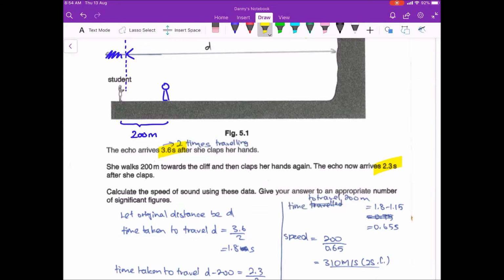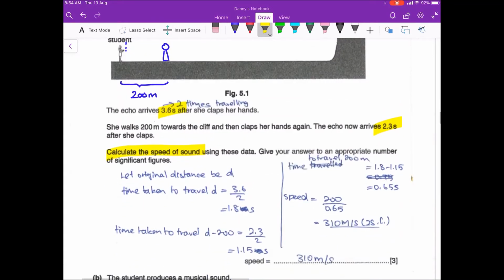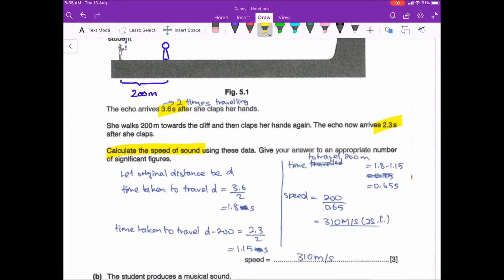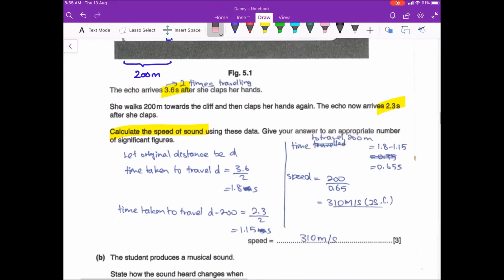He wants to find the speed of sound. So I do not know why he decided to find D, but let's read what he does. Let original distance be D. Time taken to travel D, which is 3.6, but 3.6 is for the sound to go like that and come back. So it's actually 2D. So he did a great job. He divided the time by 2, so these two are correct. Time taken to travel distance minus 200, very good.